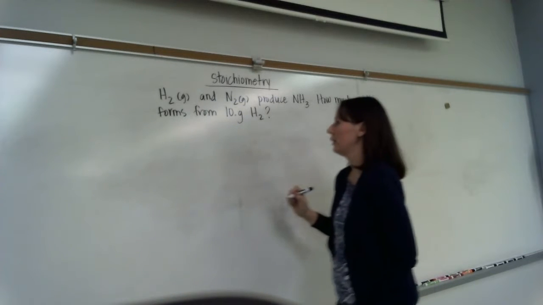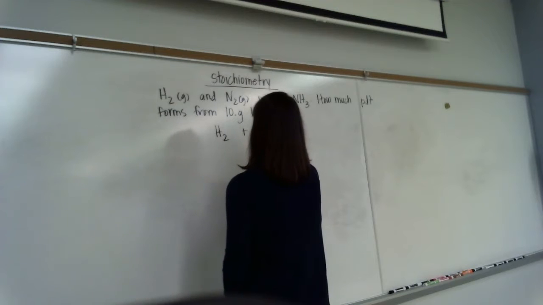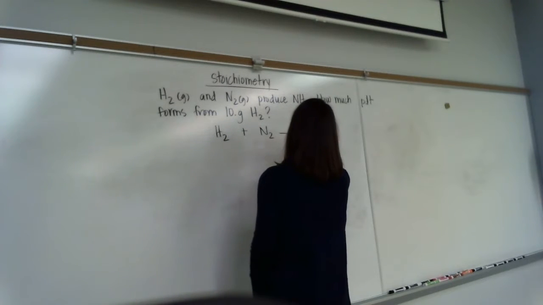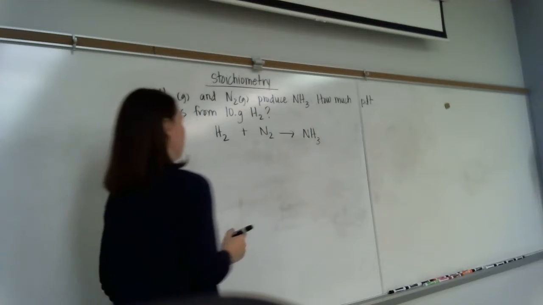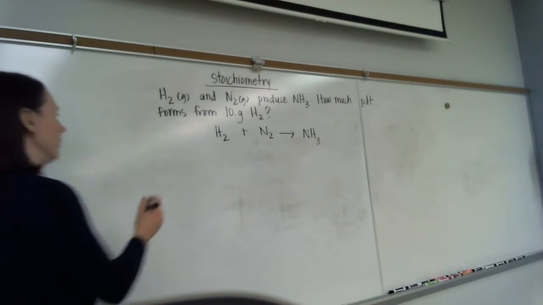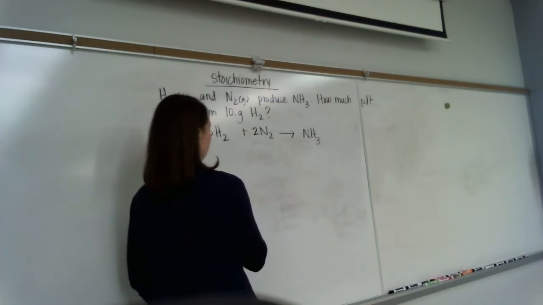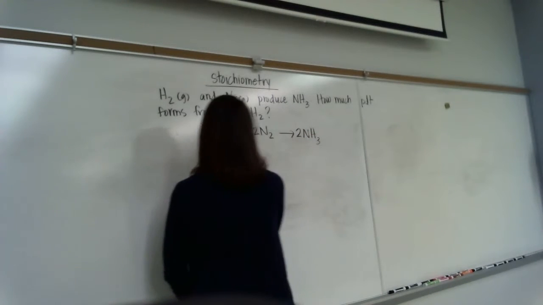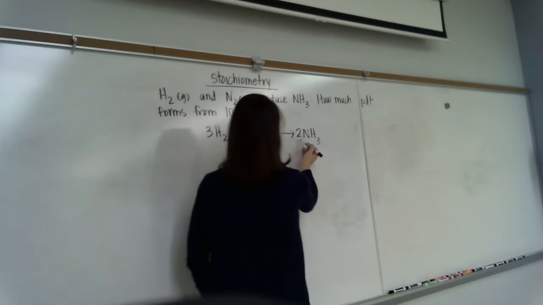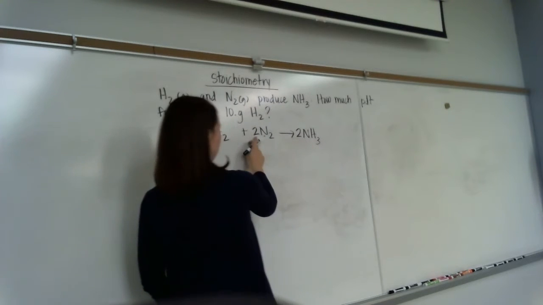All right, first we have to write a balanced equation. H2, N2, NH3. Is this balanced? No, it's not. What do we need to do? Put 3 onto the H2, put 2 onto nitrogen, then double the NH3. Let's see. 3 times 2 is 6. 2 times 3 is 6. 2 times 2 is 4. Do we need this? No.